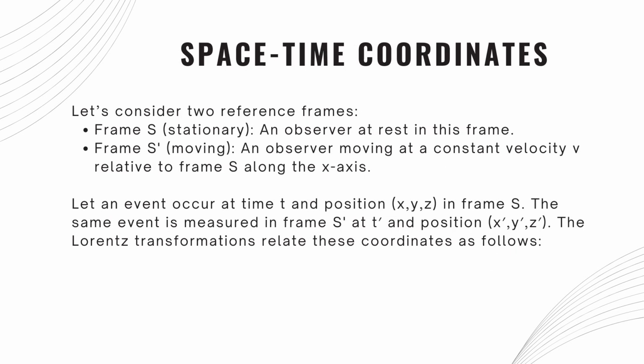Let's consider two reference frames. Frame S, stationary: an observer at rest in this frame. Frame S' moving: an observer moving at a constant velocity v relative to frame S along the x-axis. Let an event occur at time t and position x, y, z in frame S. The same event is measured in frame S' at t' and position x', y', z'. The Lorentz transformations relate these coordinates as follows.